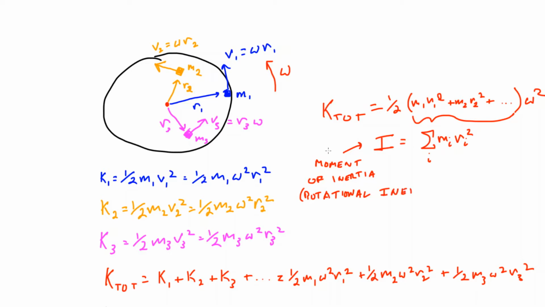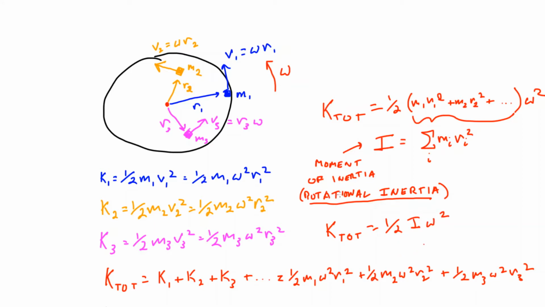Well, rotational inertia is a measure of how hard it is to rotate something. The more rotational inertia it has, the more torque you need to rotate it. And we'll learn about torque in the next video. That's what rotational inertia really means. But it also plays a role in calculating kinetic energy. So our total kinetic energy, I can just write as 1/2 I omega squared.